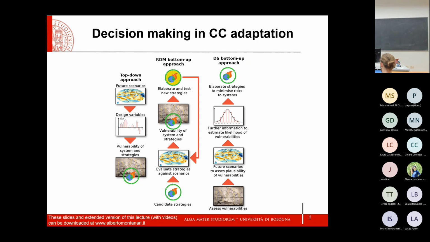The difference in the workflow, which you may think is a bit obscure, no? Why do we need these differences? What is the real difference in this workflow? It is essentially related to communication. So depending on the problem, depending on the discussion that you have to manage, it may be better to start from discussing the strategies, or it may be better to start by discussing the problems, the vulnerabilities.